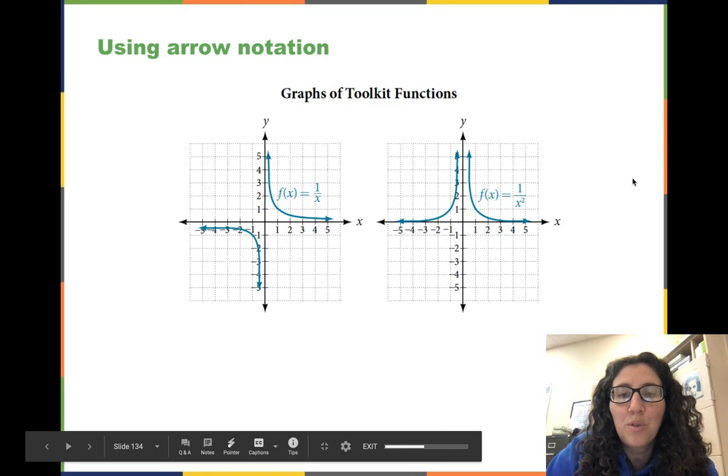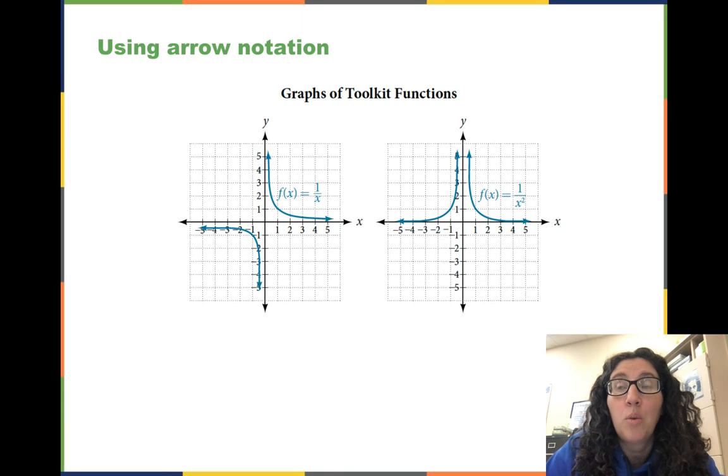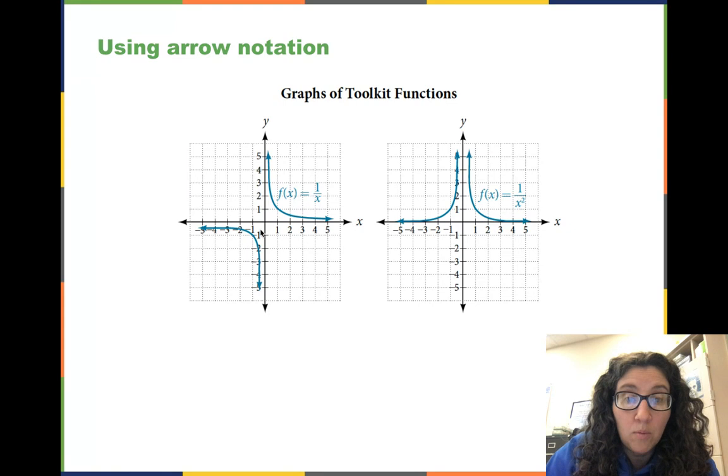All right, let's review arrow notation, and also we're going to talk about vertical and horizontal asymptotes here. Let's just look at these graphs. These are toolkit functions. We have f of x equals 1 over x, f of x equals x squared. These have some notable things happening, right? So we notice that at 0, both of these functions aren't defined.